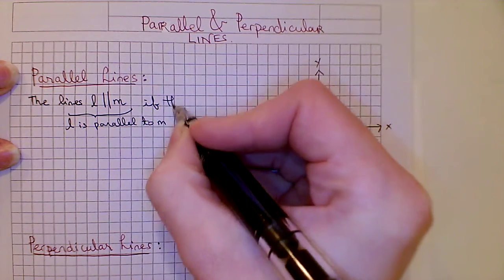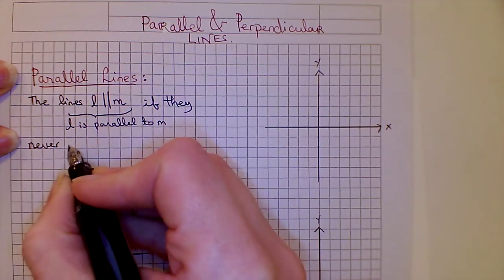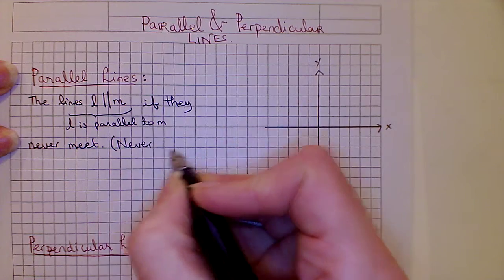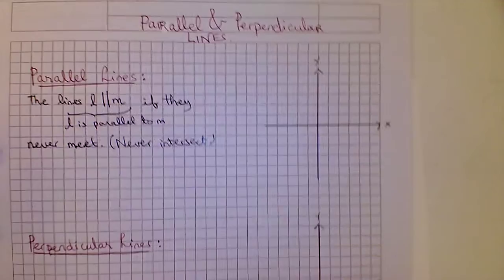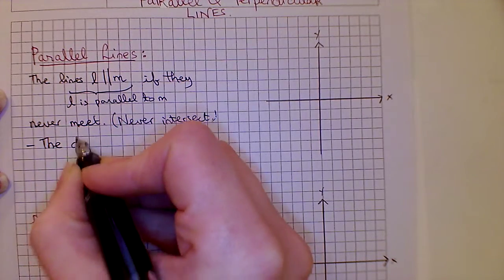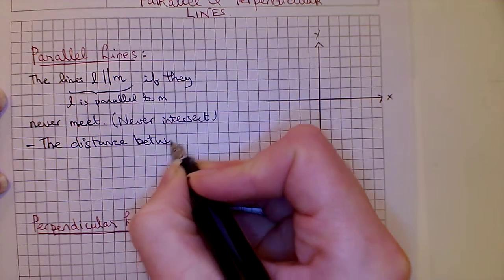if they never meet. If they never meet, they never intersect. Well, what does that mean? The distance between them is always the same. Like train tracks.